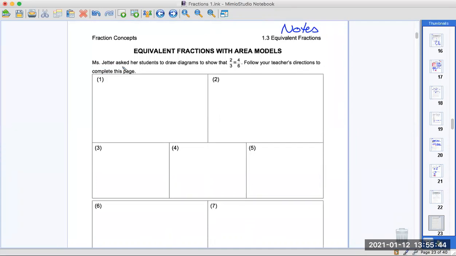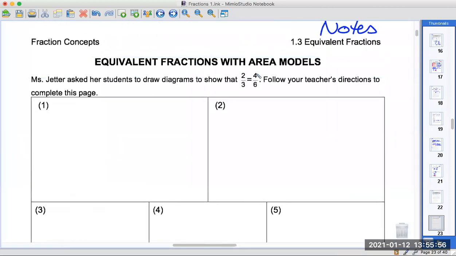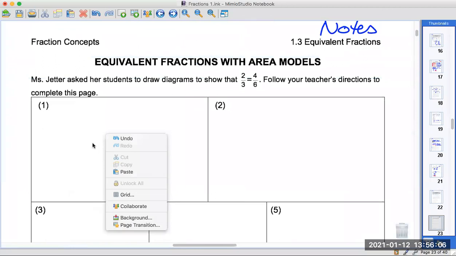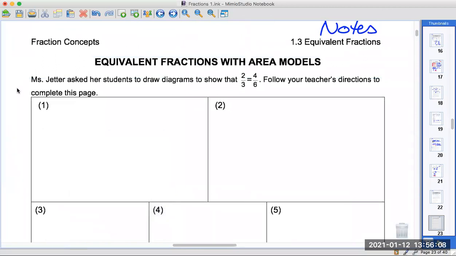Miss Cheddar asked her students to draw diagrams to show that 2/3 is equal to 4/6. Follow your teachers. So here we are. Number one, we're going to make area models. If you remember, area models look like a square or a rectangle, versus the number line. That's the other way to show it.